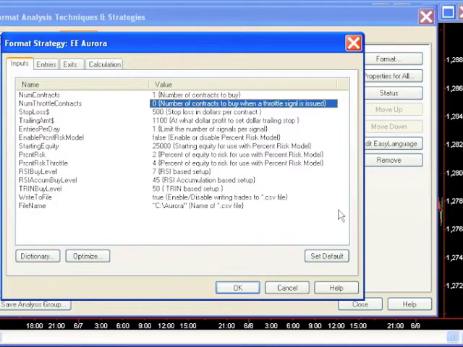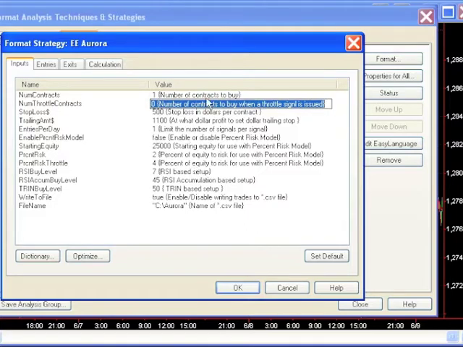Second input is the number of throttle contracts. If you'll remember, Aurora uses 3 different setups to determine if it should enter a trade at the close of the day. If all 3 of these signals trigger on the same day, we consider this a very high probability trade. And what we allow users to do is to trade more contracts that day. And what we call that as an input is the throttle contracts.